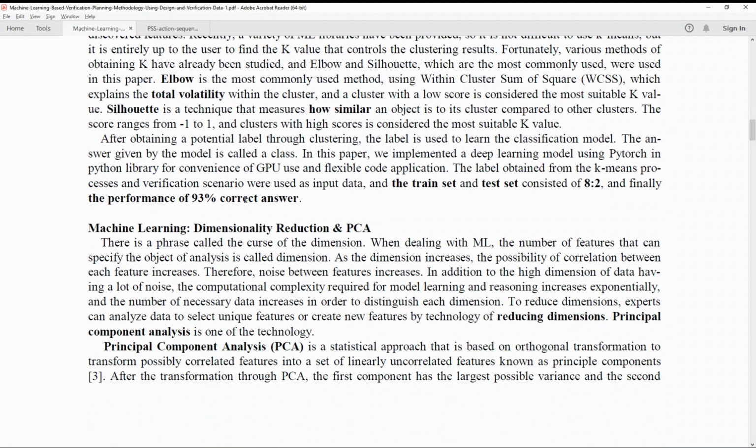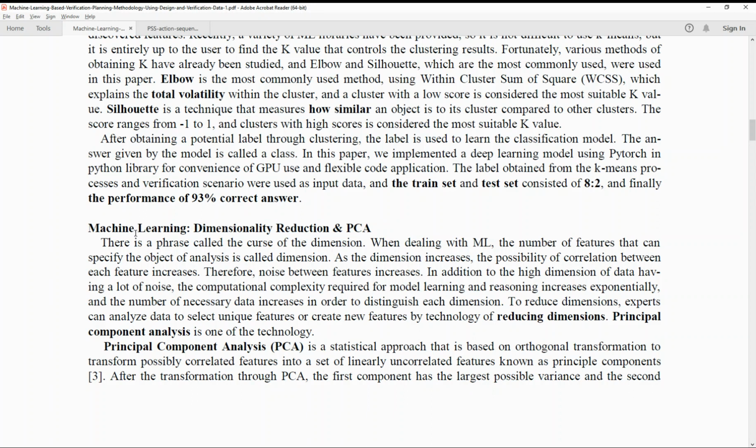After obtaining potential labels through clustering, the labels are used to run the classification model. The answer given by the model is called a class. In this paper, we implement a deep learning model using PyTorch, a Python library, for convenience of the GPU and flexible code application. The label obtained from the k-means process and the verification scenario were used as input. The train set and the test set were split, and finally, the performance was a 93% correct answer rate.